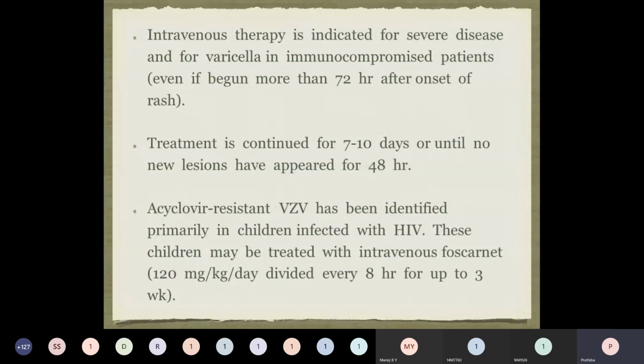Acyclovir-resistant varicella zoster has been identified primarily in children infected with HIV. These children may be treated with intravenous foscarnet, which is 120 mg per kg per day, given every 8 hours for up to 3 weeks.